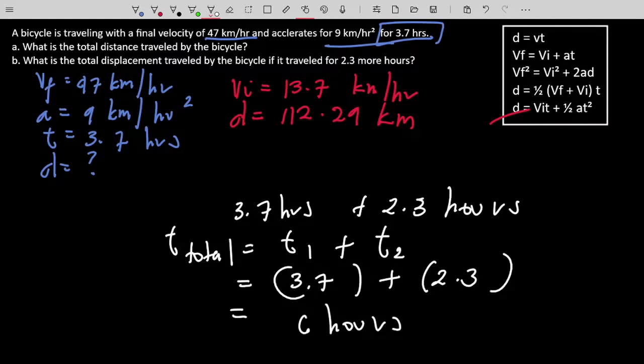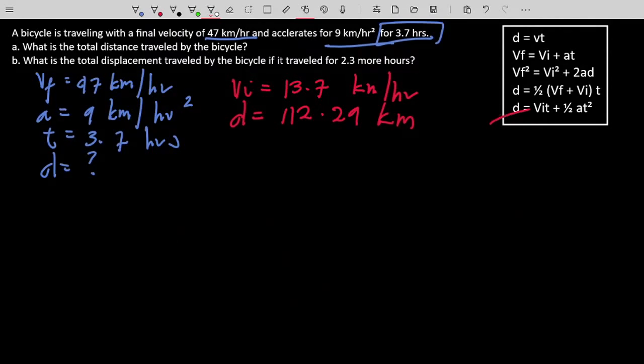Now we have to look at how far it traveled in 6 hours using the same formula. Let's try to do that. So again, the formula: displacement is equal to initial velocity multiplied by time plus 1/2 acceleration multiplied by time squared.